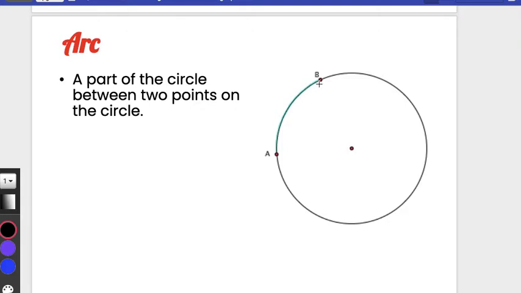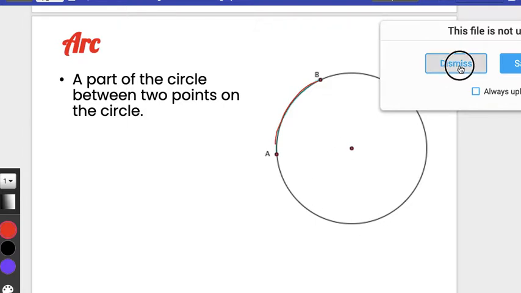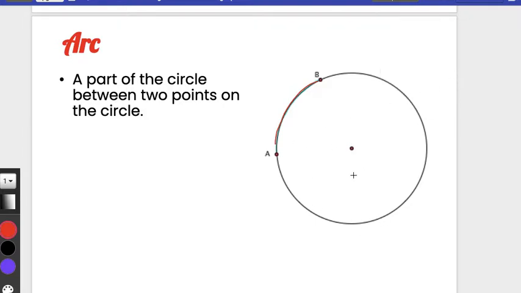As you can see, an arc is part of the curve on the circle, defined between two points on the circle. Sometimes an arc can be this little piece. Let me use a different color. This piece here, and sometimes it can be this whole large piece. They are all called arcs.